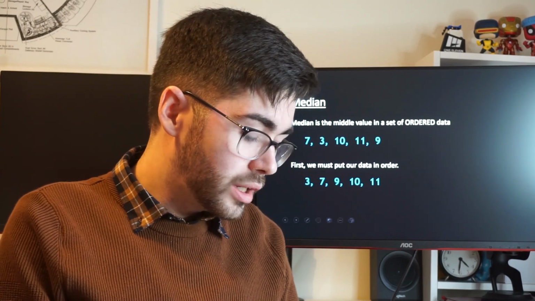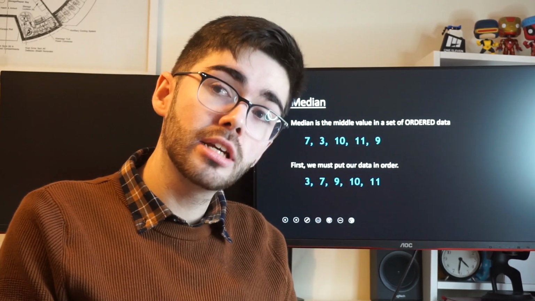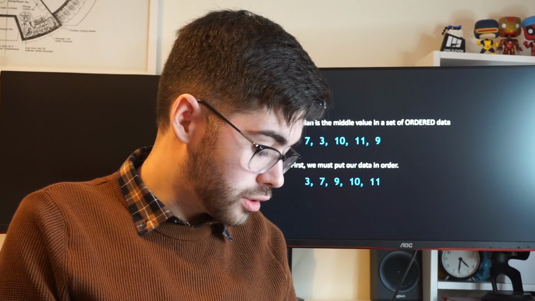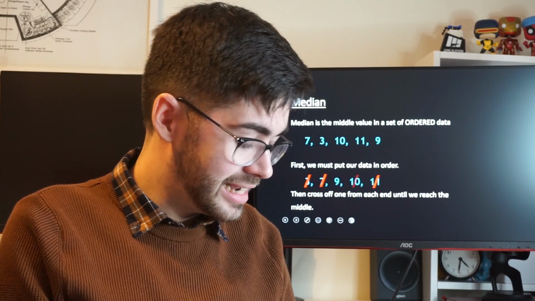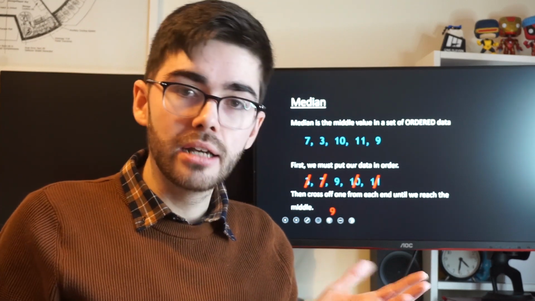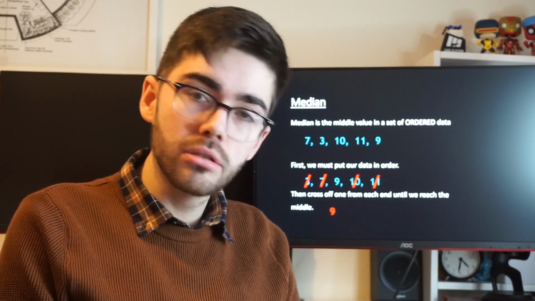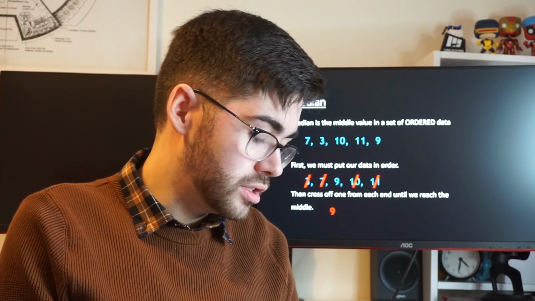Then what we do, we cross off one at a time from either end until we get to the middle. So we're going to cross off 3, we're going to cross off 11, and then 7, and then 10, which gives us 9, our median, okay? The number in the middle. And that's all that you have to do.